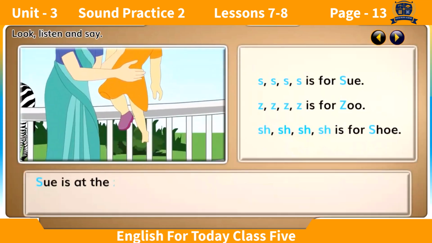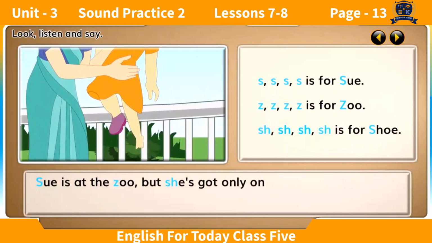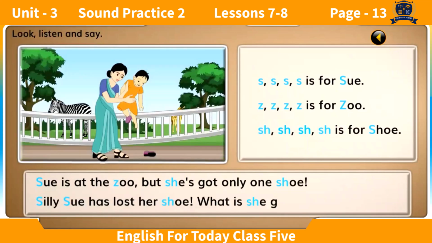Sue is at the zoo, but she's got only one shoe. Silly Sue has lost her shoe. What is she going to do?